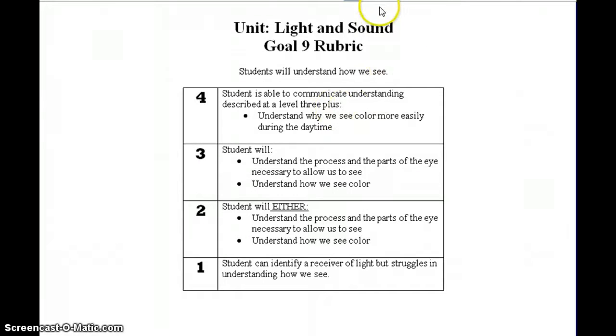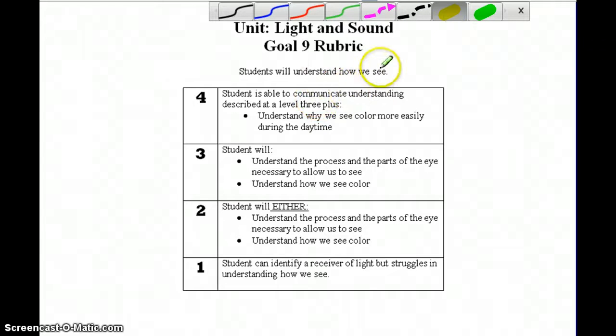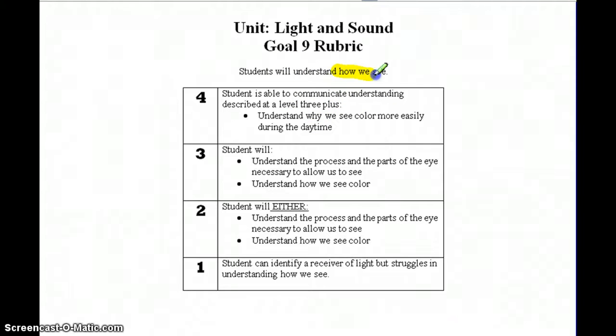So in this goal, what you will be doing is that you need to be able to understand how we see. So how do we see something? Understand how we see color, and understand the parts of the eye that are necessary to allow us to see. Okay? If you're going above and beyond, you're able to understand why we're able to see color more easily during the daytime.